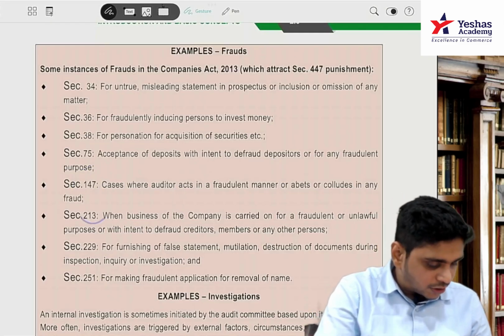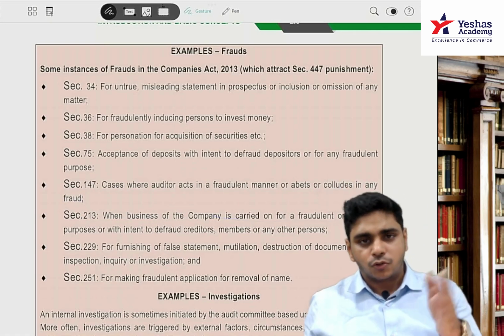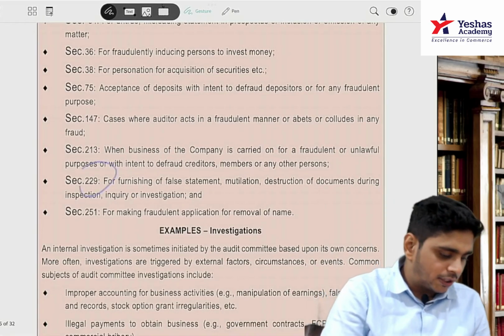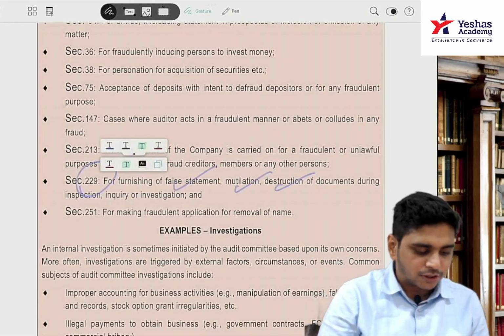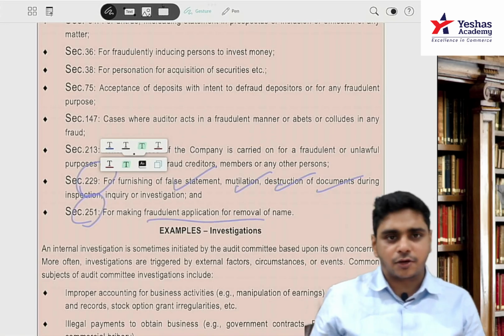Then section 213, investigation when it is carried out in a fraudulent or unlawful manner. Okay, 213. This also we have done in SPOM Set A, if you have done SPOM Set A with me. Section 229, for giving any false statements, mutilation, destruction of documents. Then 251, fraudulently making application for removal of name.